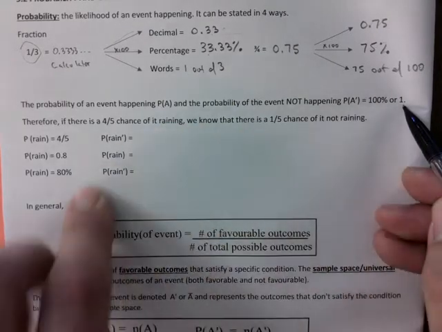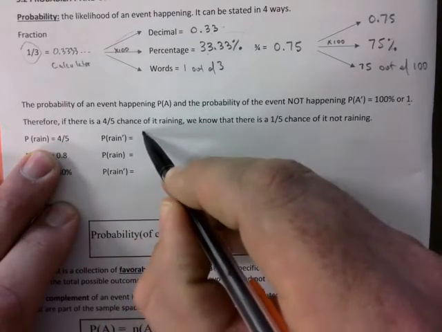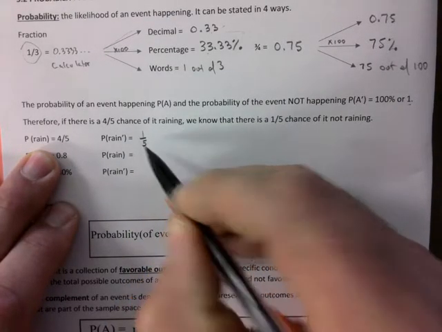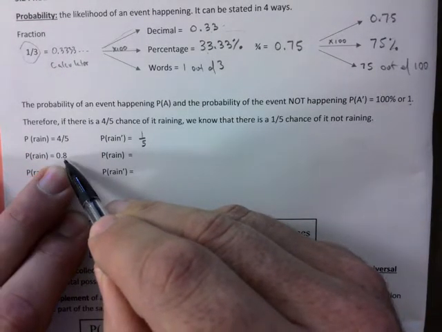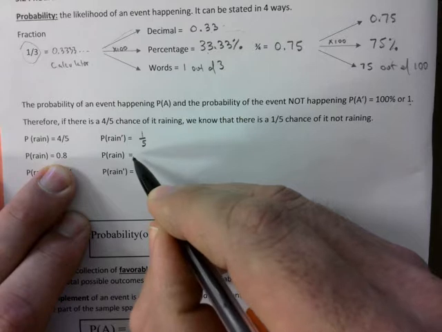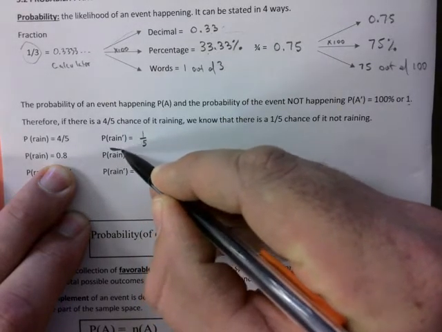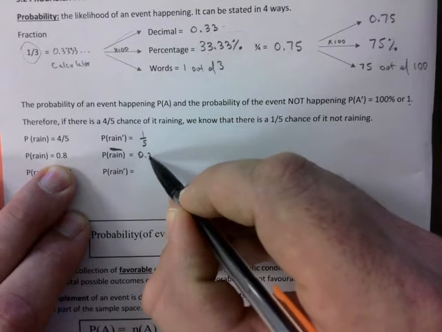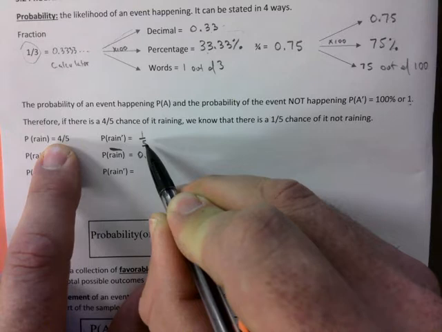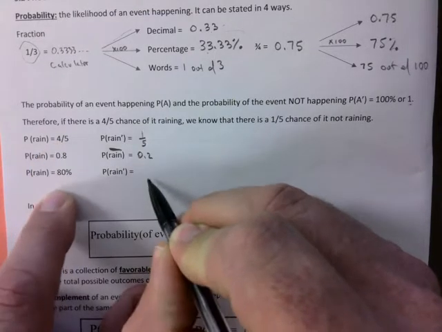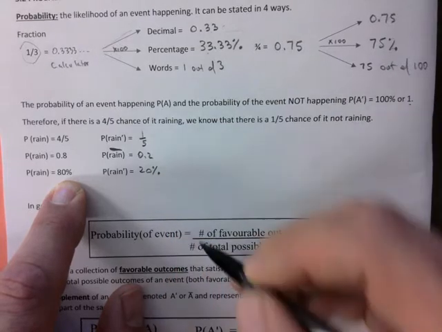Okay? That's very important. So if probability of rain is 4 out of 5, probability of it not raining is 1 out of 5. If probability of rain is 0.8, what's the probability of it not raining? Oh, sorry guys, the bar didn't make it here. It'd be 0.2, right? You make sure they add up to 1, or that the fraction ends up being 5 out of 5 in this case. Probability of rain is 80%, probability of it not raining is 20%.